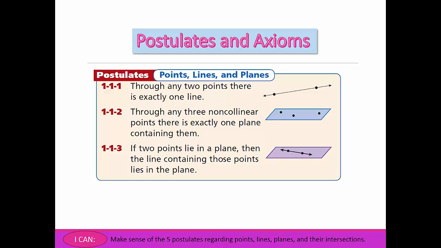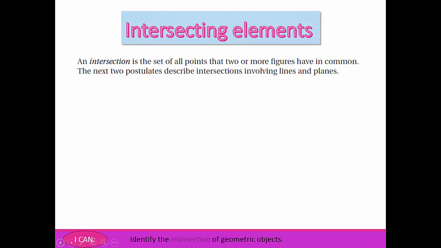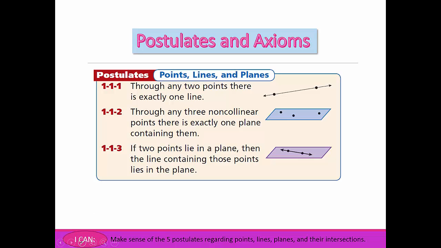So our first three axioms or postulates that we're going to have is the fact that through any 2 points there is exactly one line. This isn't something we can necessarily prove, it's just accepted as true, but no matter where you draw 2 points, if I were to draw a point here and a point here, there is only one line that can go through those 2 points.